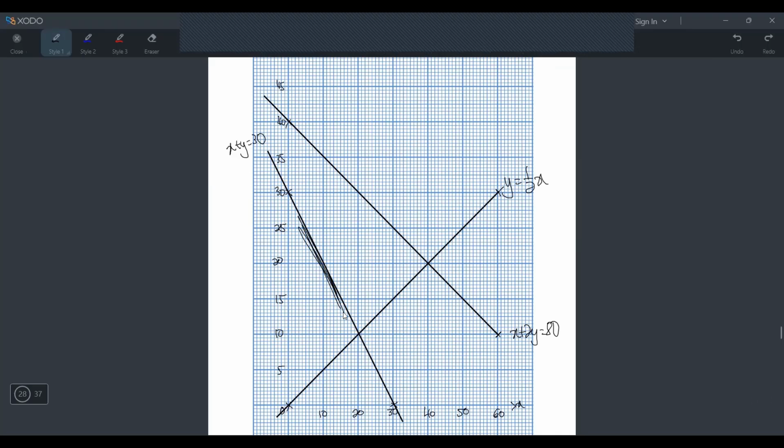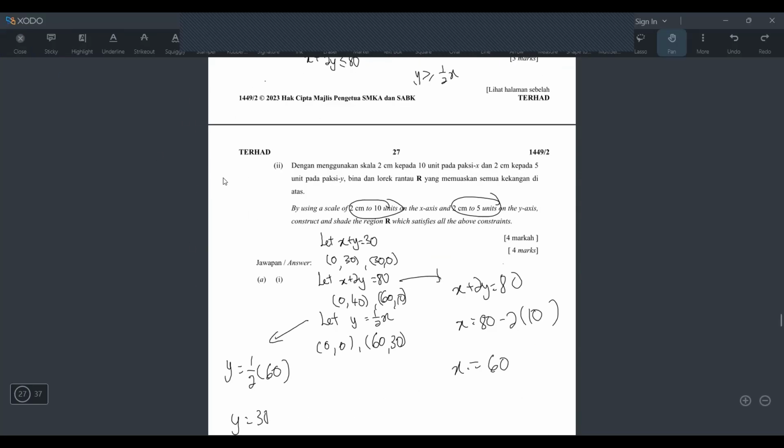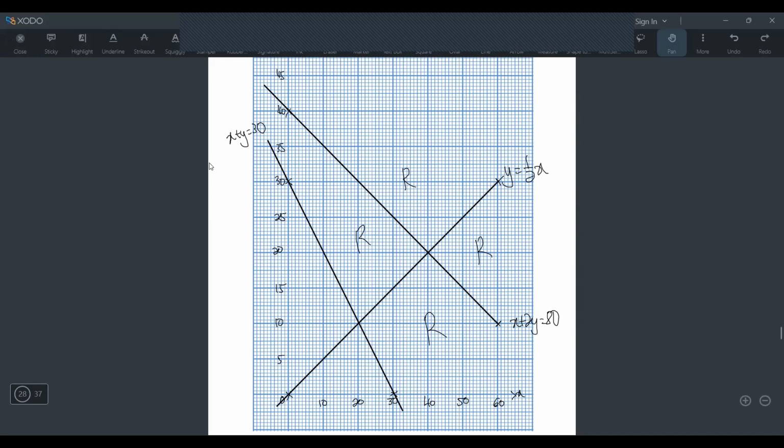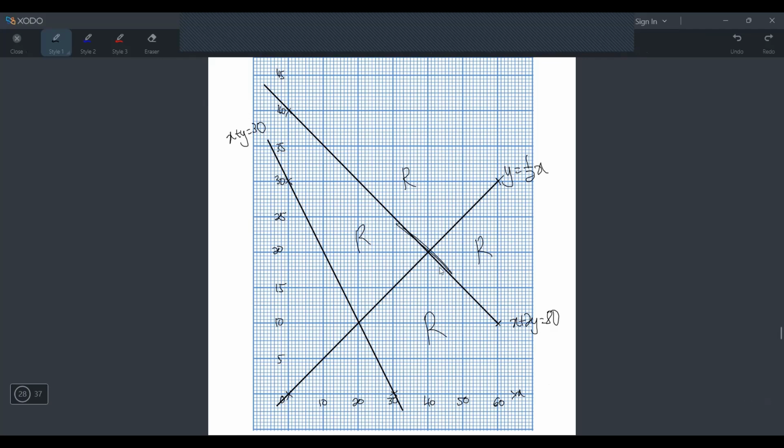Bigger means your R will be above this line. So it could be here, here, here, here. But don't shade first. You still have to check two more inequalities. The second one, look from y positive also. y is already positive, so y is smaller. But which line? The x + 2y = 80 line is smaller. So the x + 2y = 80 line is this one. Smaller means I have to erase this region and this region, because this line is smaller.